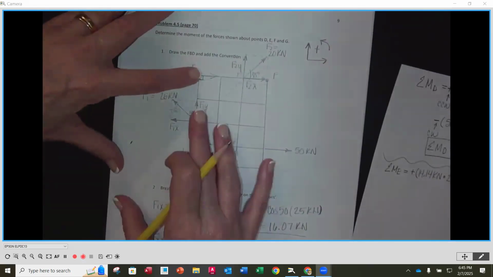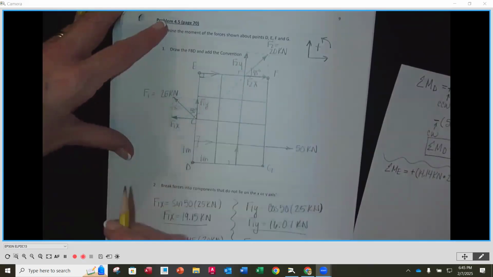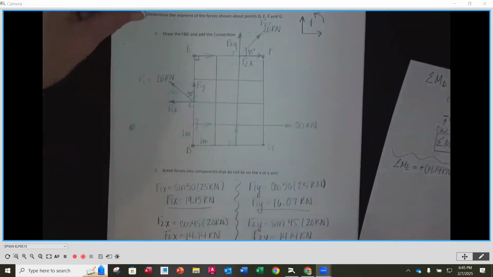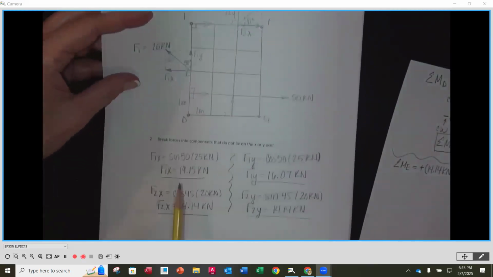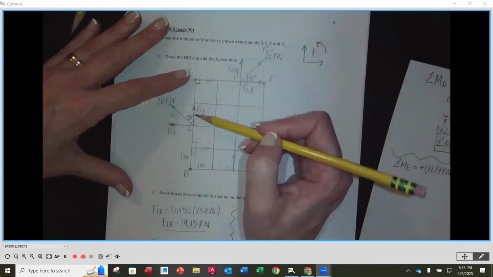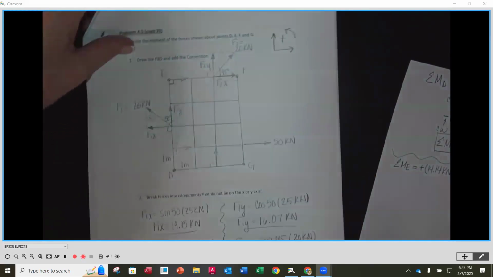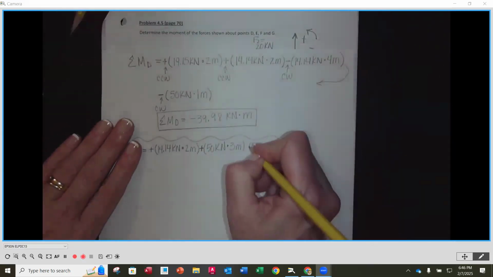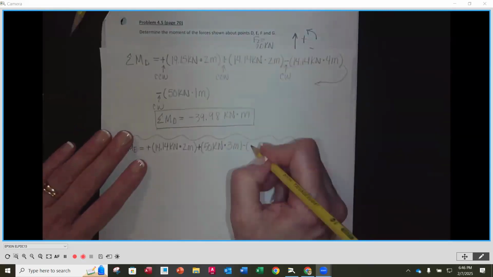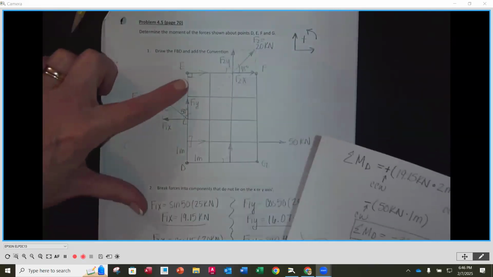Put our finger on E, pull in the direction of F1Y. It's going to push through. It is not going to cause rotation, so we don't include it. But F1X will cause rotation. So F1X magnitude is 19.15. Perpendicular distance from E is 1, 2, right? And then the direction of rotation is going to be clockwise. So that's going to be a negative out front. F1X 19.15, and perpendicular distance was 1, 2.